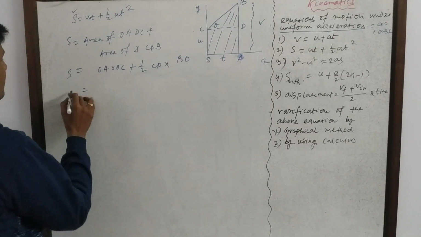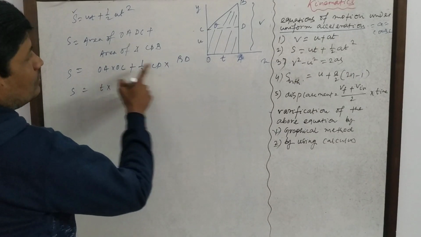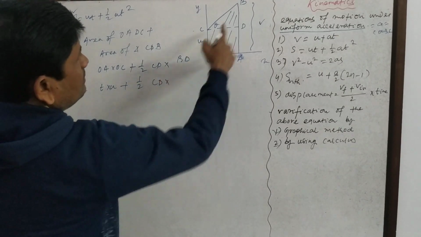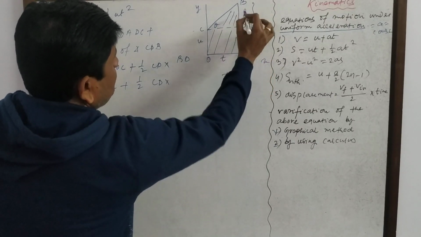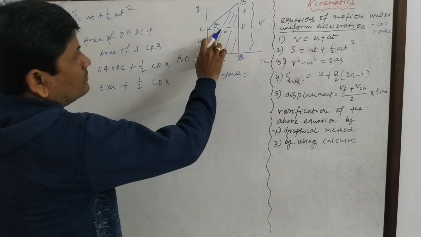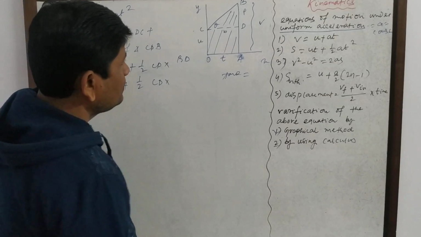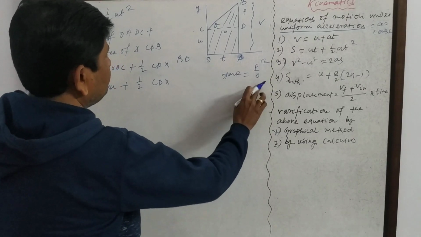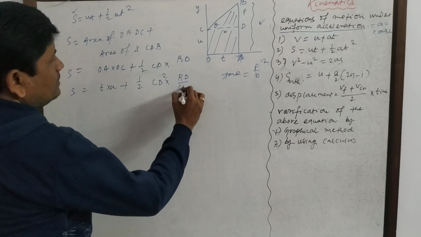Now s is equal to OA is equal to t, into OC is equal to u, plus half CD into BD. Let tan theta be equal to P by B. This is P, this is B, base. Theta's opposite side is P, theta's base is B, that's P by B. That is BD by CD.